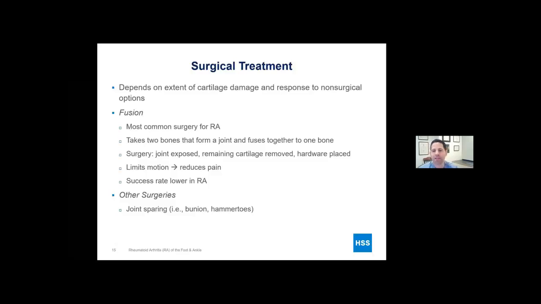Your doctor may recommend surgery depending upon the extent of cartilage damage and your response to non-surgical options. This is when all else fails. So what are some of the surgeries?